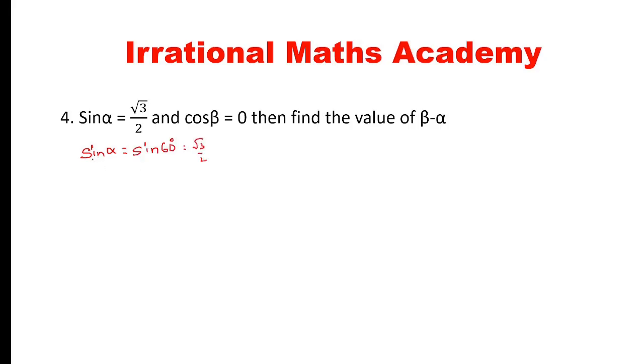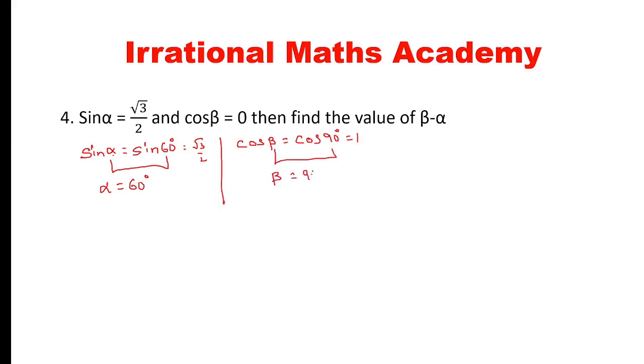Is this clear? Now, here sine is there, sine is there. If you compare, alpha equals 60. Alpha value equals 60. One more condition they gave, that is cos beta equal to 0. For which theta value of cos will we get 0? Cos 90. For cos 90 we get 0. Now if you compare here, we get the beta value.